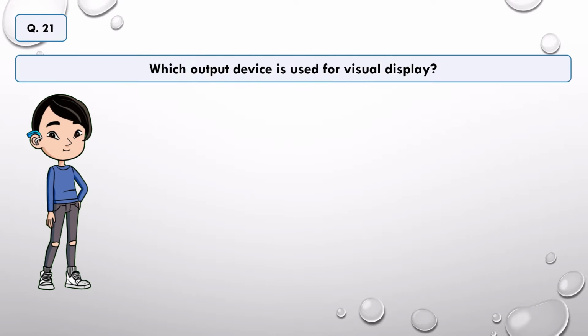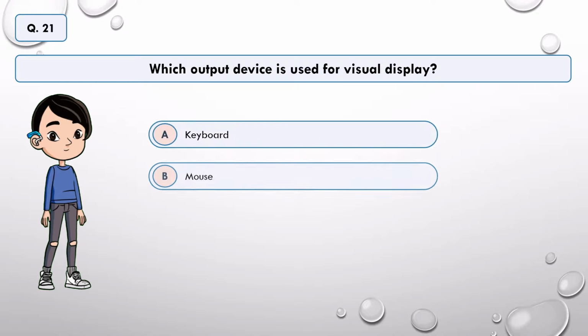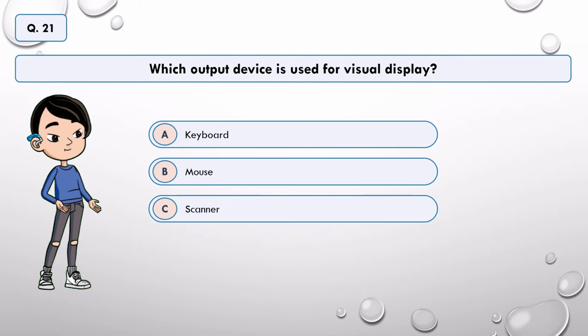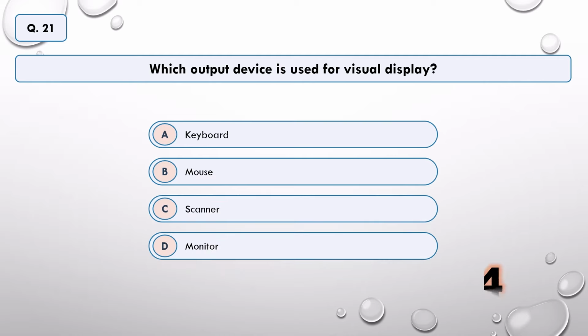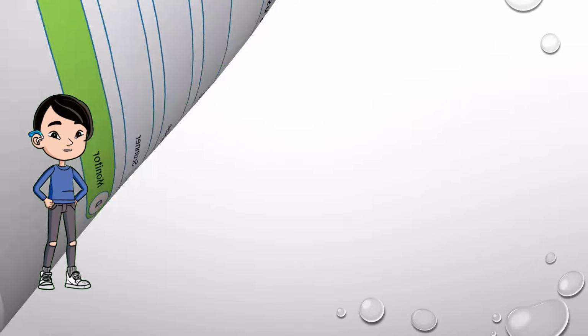Question 21. Which output device is used for visual display? Options are A. Keyboard, B. Mouse, C. Scanner, D. Monitor. Answer is monitor.